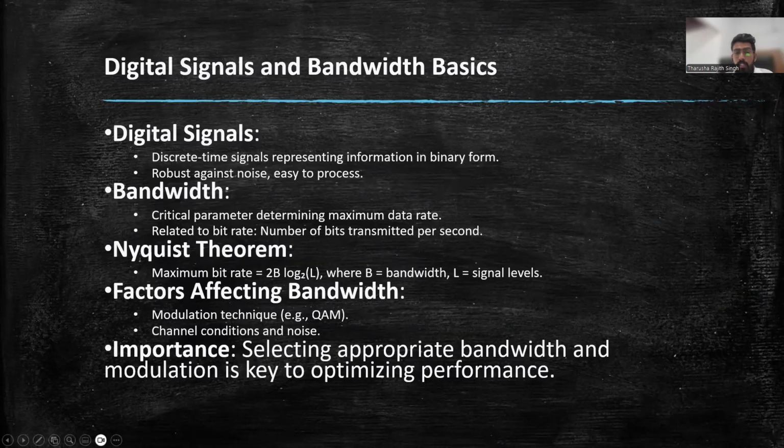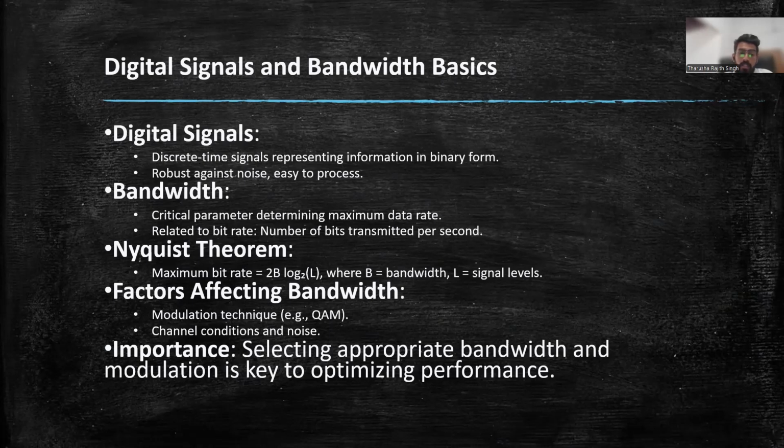So, digital signals and bandwidth basics. Those are fundamental concepts in wireless communication. Digital signals are discrete time signals that represent information in binary form, unlike analog signals, which are continuous in both time and amplitude. Digital signals are sampled at regular intervals and quantized to a finite set of levels.